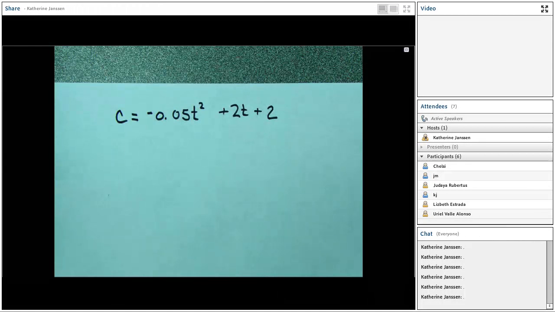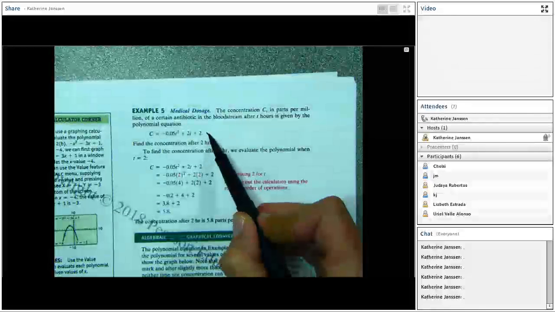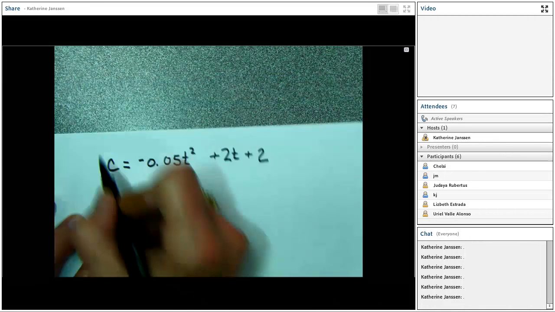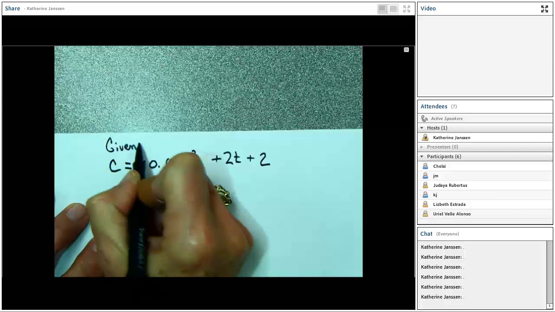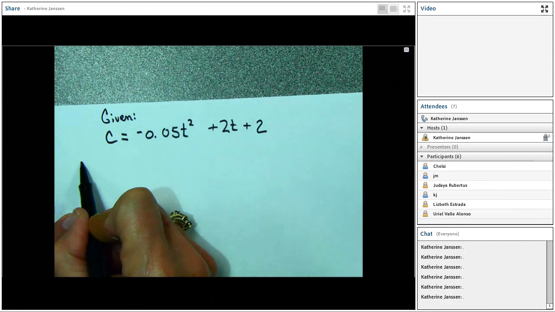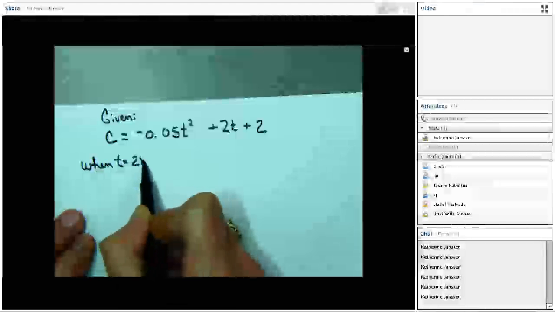How did you get 0.05? They gave that to you. They gave you the concentration polynomial. That's in your ebook story problem. We didn't have to design the model. They gave it to us, so that's given. So t, we're supposed to solve when t equals 2 hours.